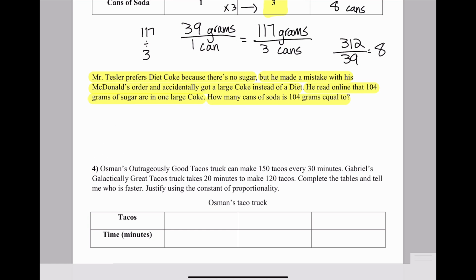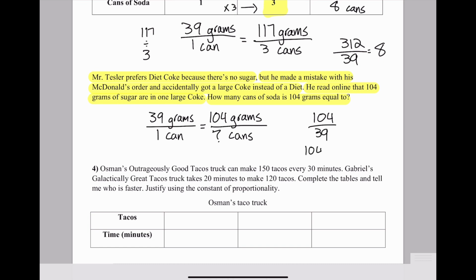Well, we don't know, but we do know that there are 104 grams of sugar in the large Coke. We also know that there's 39 grams of sugar in 1 can. And that's our question, right? How many cans have 104 grams of sugar? So once again, we can take that 104 and divide it by 39.